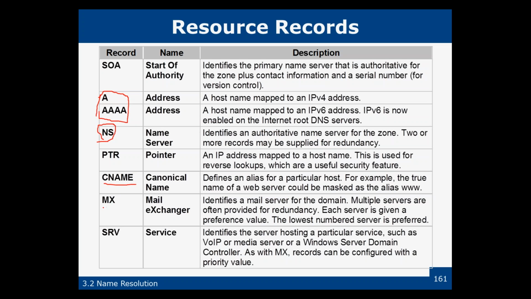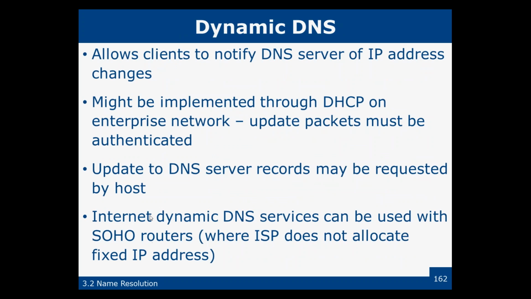CNAME is an alias, which I never found a good one for. SRV is service records, and then MX is mail exchanger, if we want to do those things. Dynamic DNS allows the clients to notify the DNS server of IP address changes or IP addresses.